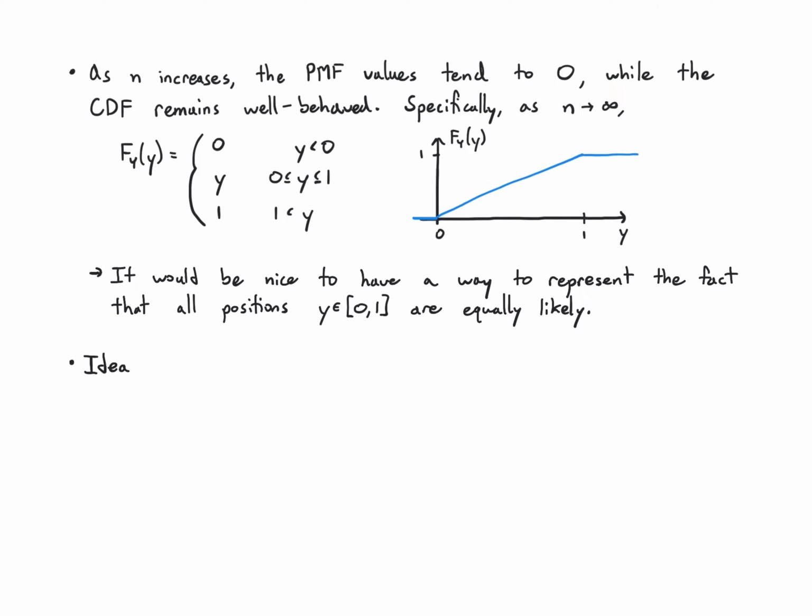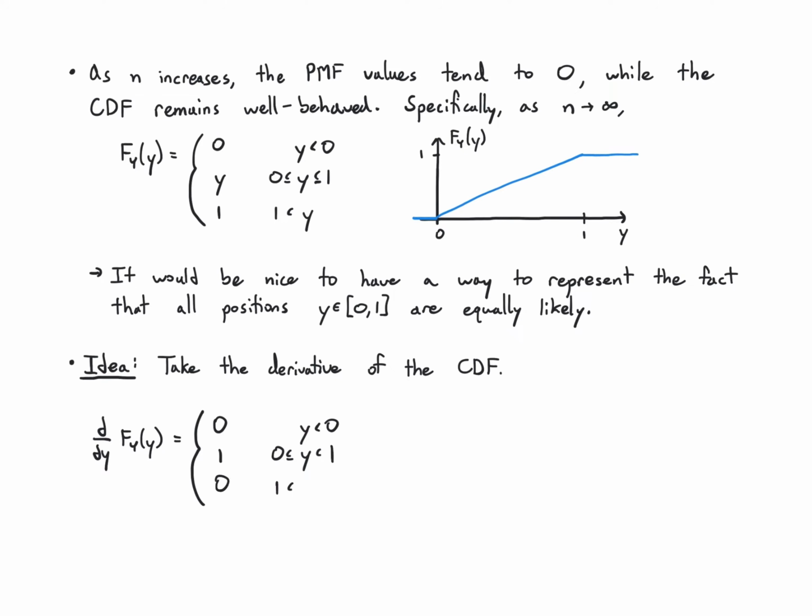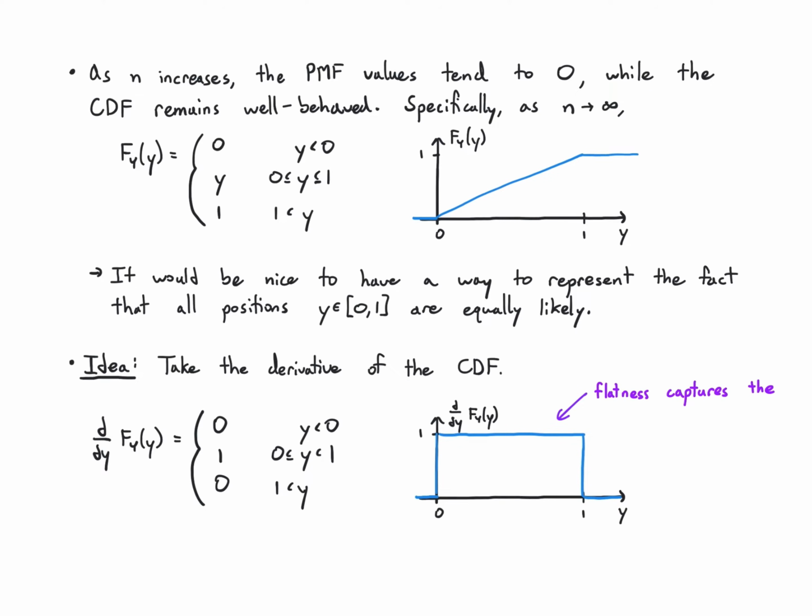And it turns out one way we can do this is to just take the derivative of the CDF. So if we take the derivative of this function, we'll see that it's 1 between 0 and 1 and 0 otherwise. And so I get this nice flat function between 0 and 1. And that flatness captures the fact that any position between 0 and 1 is equally likely.